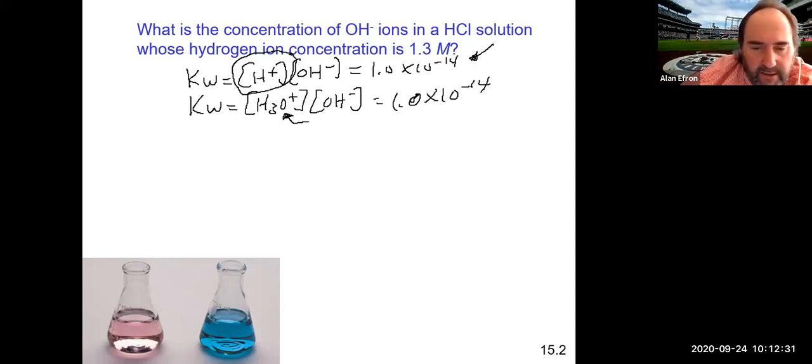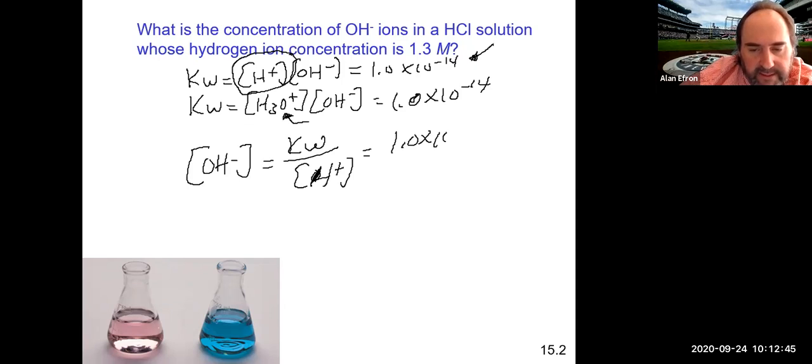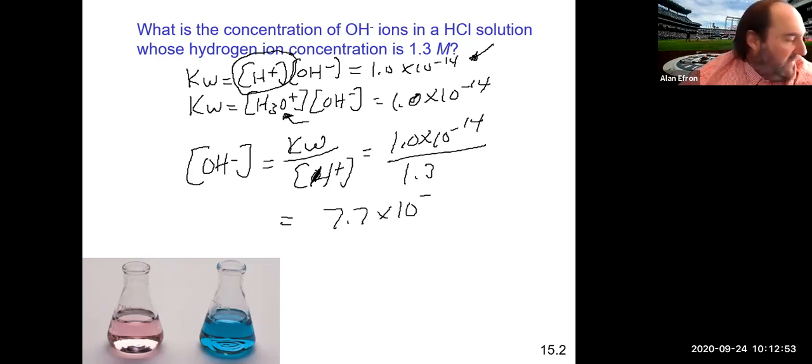So in this case, we have the H plus given to us. We want to find the OH minus, and that would be our Kw divided by our H plus. That means we have 1 times 10 to the minus 14 divided by 1.3. And that is going to give us 7.7 times 10 to the minus, I think it's 15. Yes, 15.